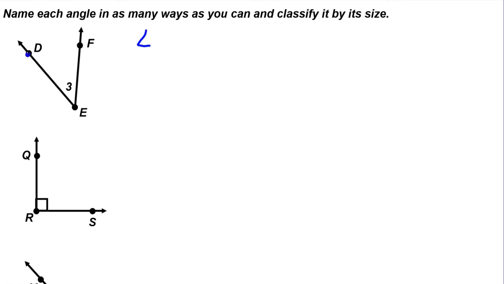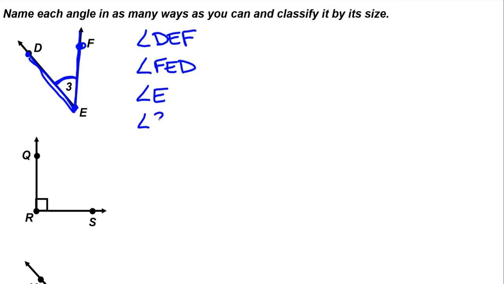So we could go D, E, F. Angle DEF. That's one way to name this angle. Notice the vertex, E, is the middle letter. Or we could go the other direction, F, E, D, and get angle FED. And then we could also just name it by its vertex alone, angle E, since it's the only angle in that diagram, or there is a number inside this angle right here, so we could call it angle 3.